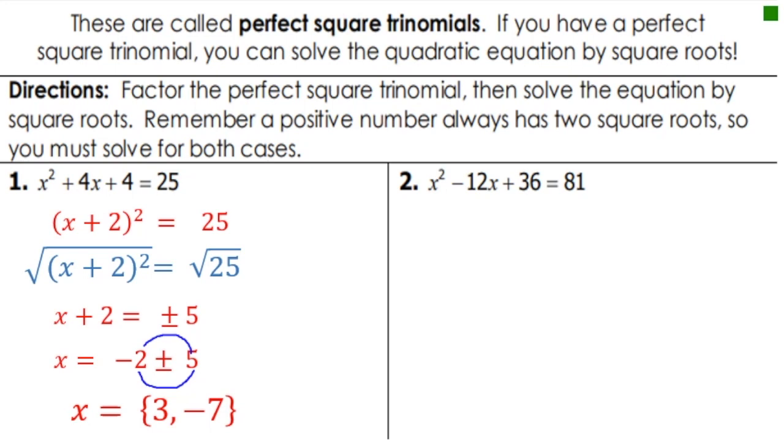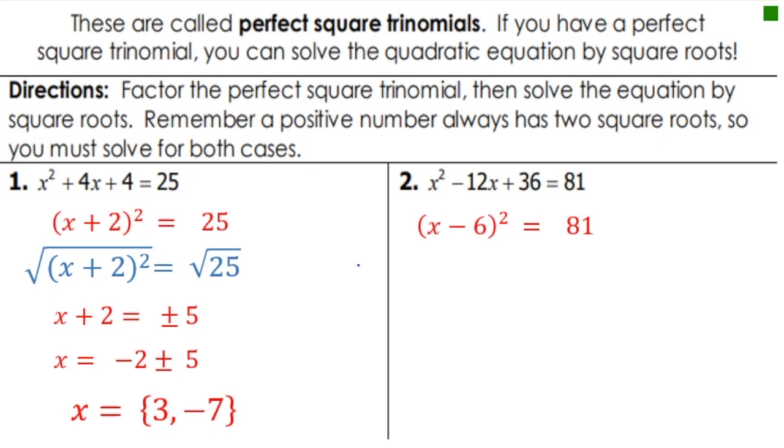Let's try those same steps for number 2. Factor the perfect square trinomial. Once again, you can either use the x method, or maybe you've already caught on to the shortcut: minus sign in front of the b, square root the 36, and what do you get? You should get x minus 6 squared equals 81.